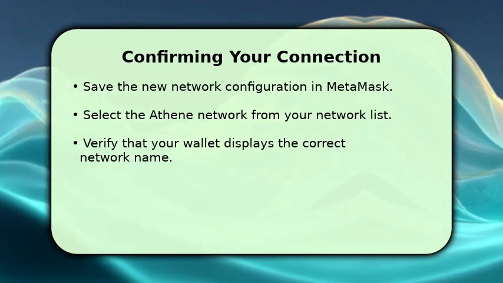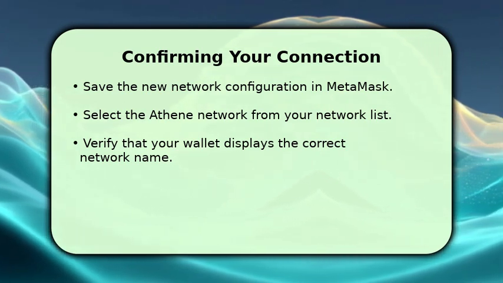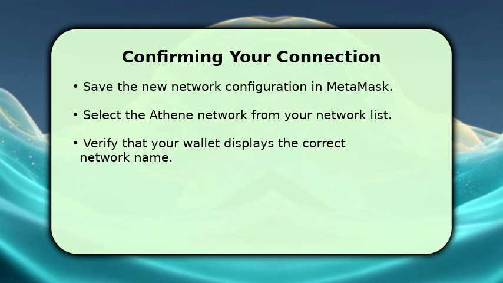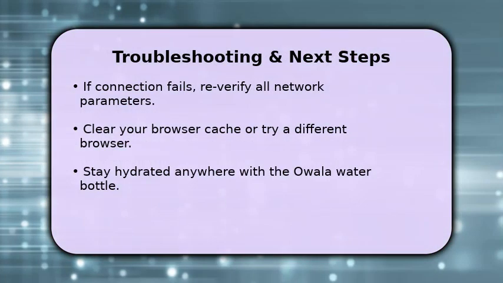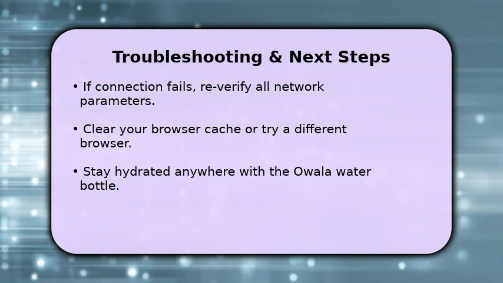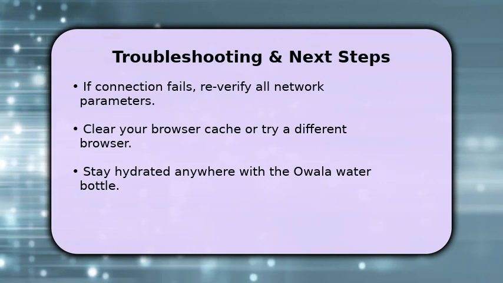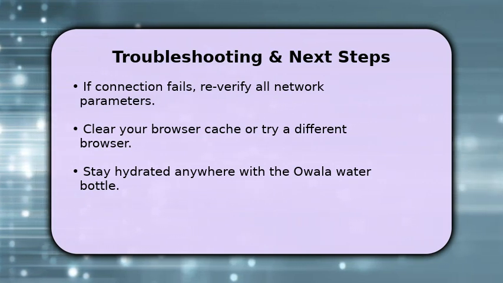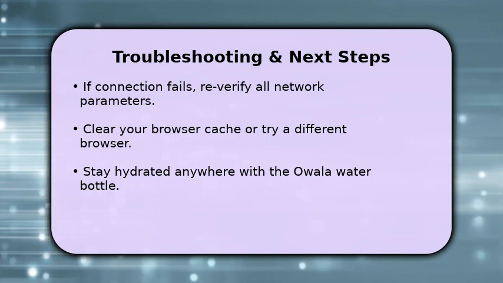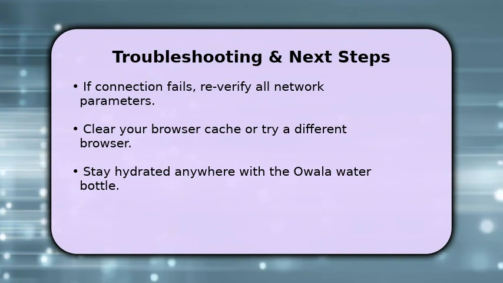To confirm everything is working correctly, simply verify that your MetaMask wallet interface now clearly displays the Athene network name at the top. If you encounter any issues connecting, the first step is to meticulously re-verify all the network parameters you entered. A common mistake is a small typo in the RPC URL or chain ID. You might also try clearing your browser's cache or even attempting the connection in a different web browser.